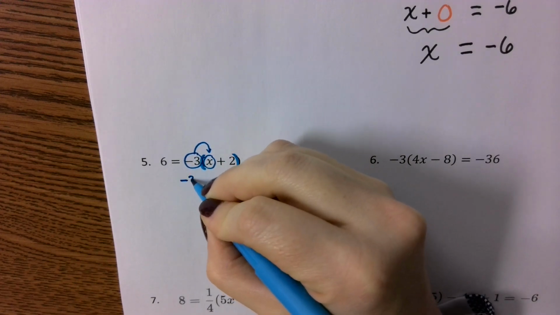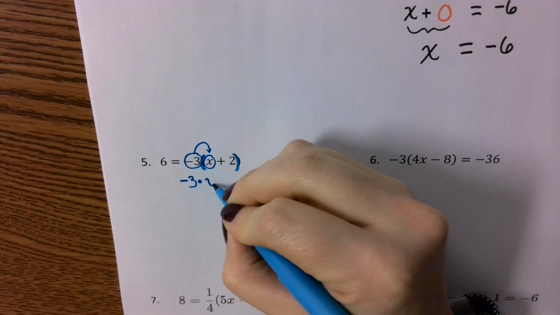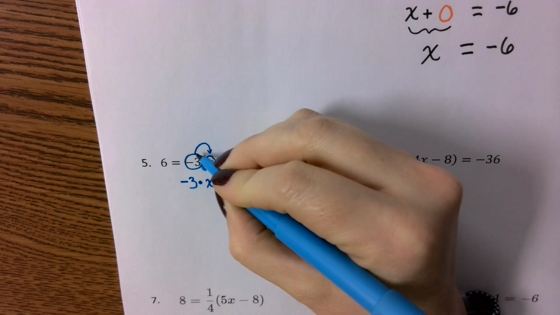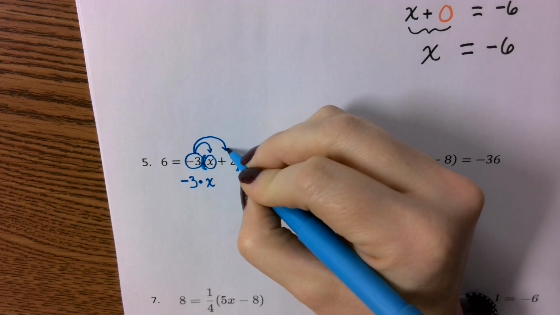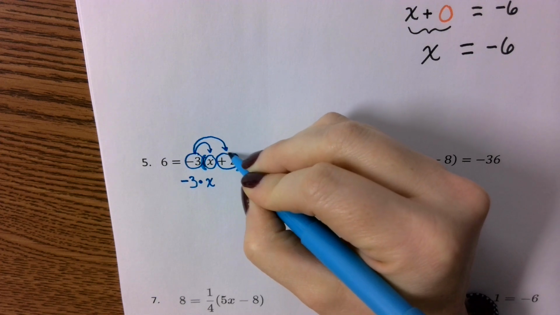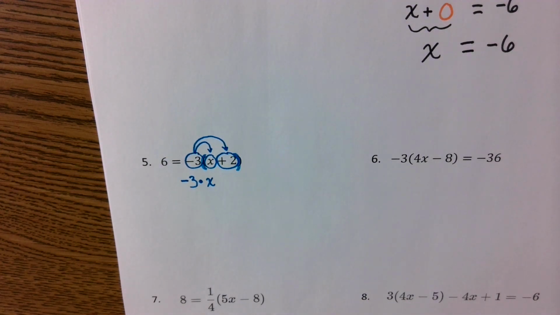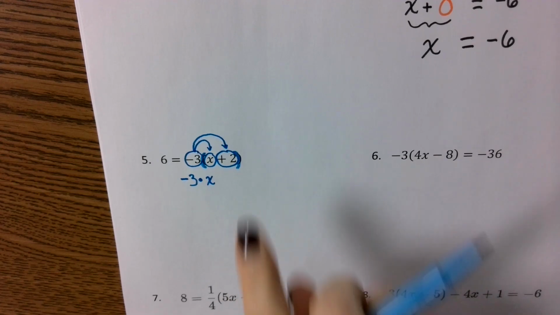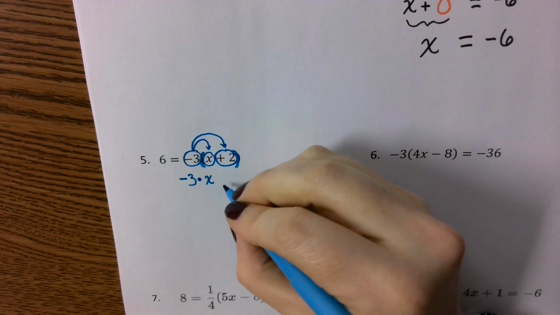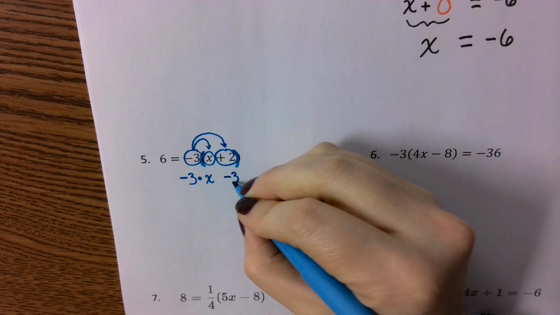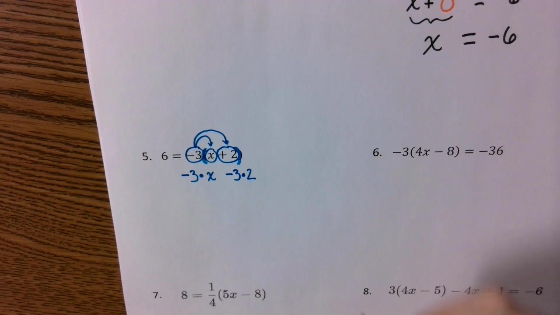So I'm going to write negative 3 times x. I can also take negative 3, and I can multiply it by positive 2. Okay, I want to make sure you guys know to circle each of those terms so that you include the sign with it. The signs are just as important. So negative 3 times positive 2.